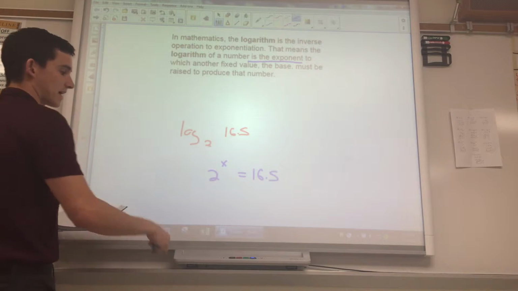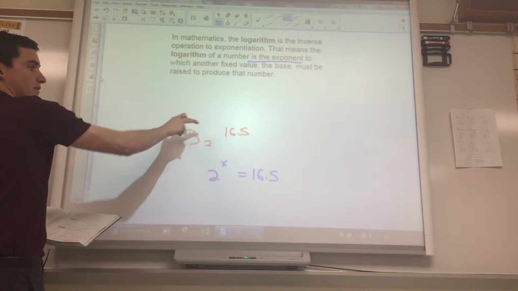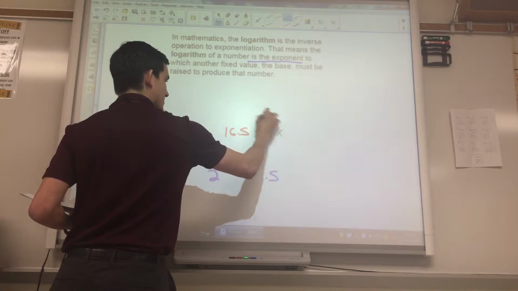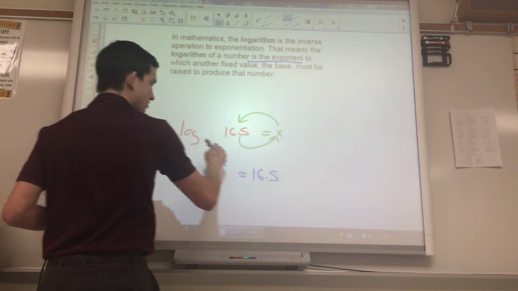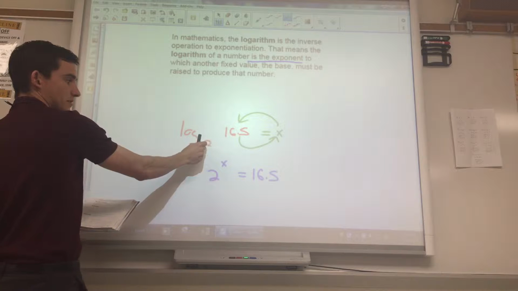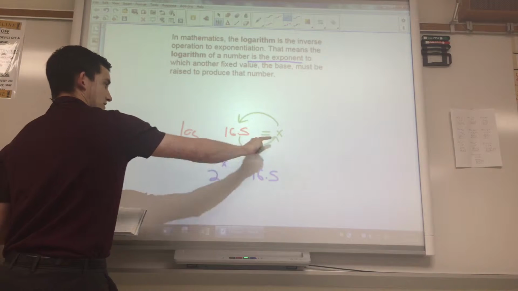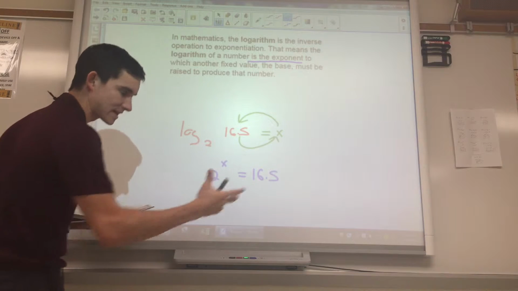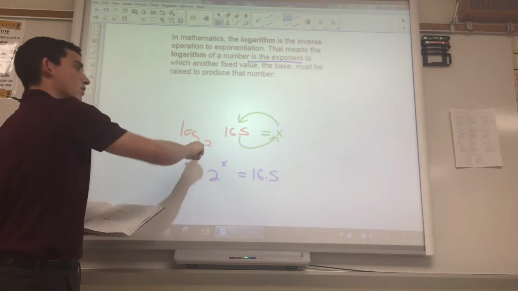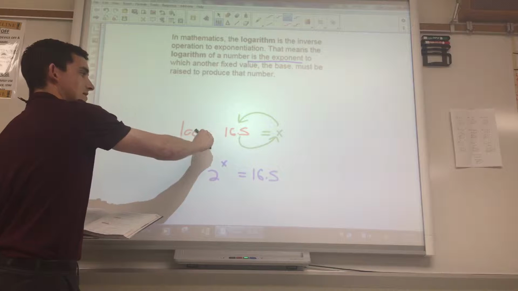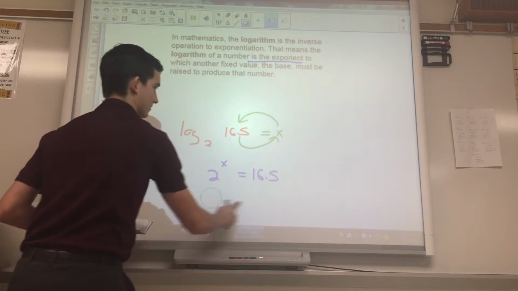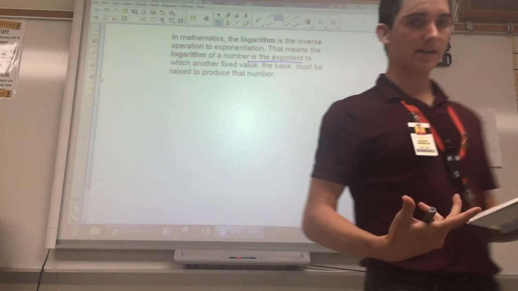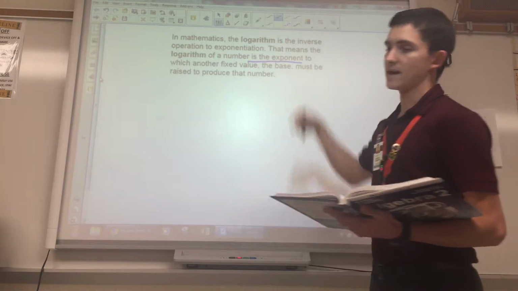Okay, so remember I talked about how to convert from a log to an exponent. If this equals some value, you switch these two, and that becomes the base of your exponential. So you have 2 to the x power equals 16.5. So what a log is actually spitting out and answering is, what power do I need to raise 2 to get 16.5? Okay, that's what a log is doing. A logarithm is, again, an exponent.